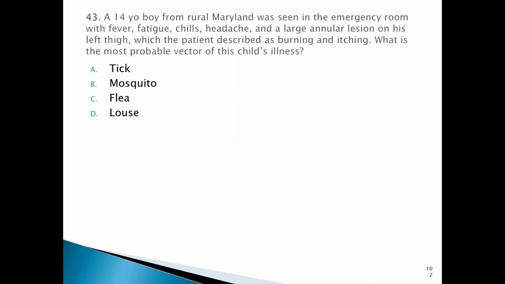This must be question 44. It looks like I numbered it wrong. A 14-year-old boy from rural Maryland was seen in the emergency room with fever, fatigue, chills, headache, and a large annular lesion on his left thigh, which the patient described as burning and itching. Which is the most probable vector of this child's disease?